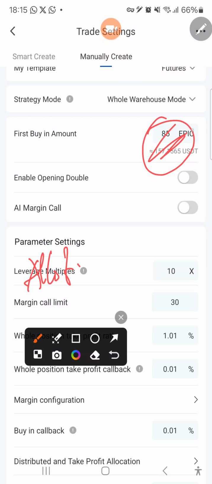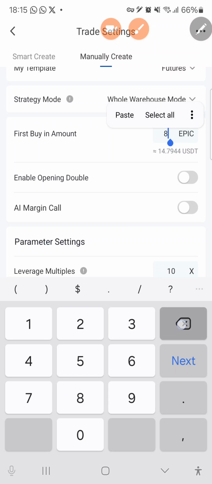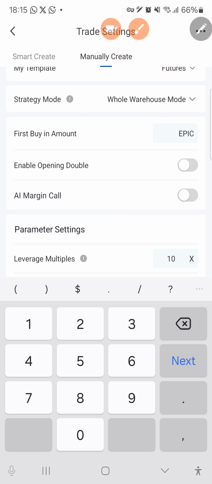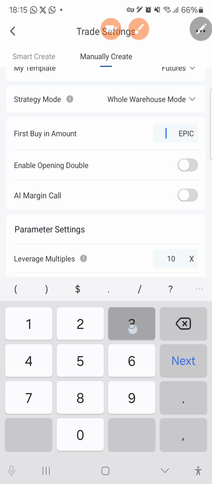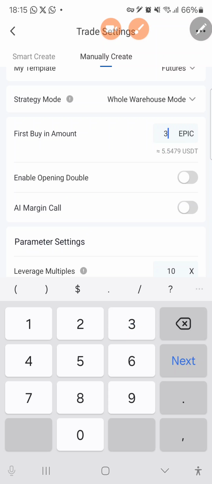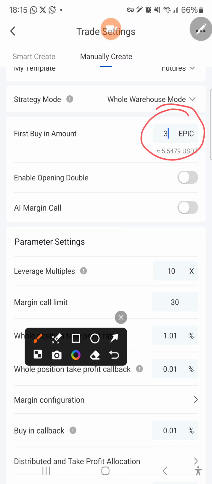Now, I opened positions with this trade earlier, that's why you see it like this. But when you open it for the very first time, they will give you a figure for the first buying amount. It is natural. RoyalQ gives you a natural first buying amount. Usually it is $5. That simply means that is 3 Epic.